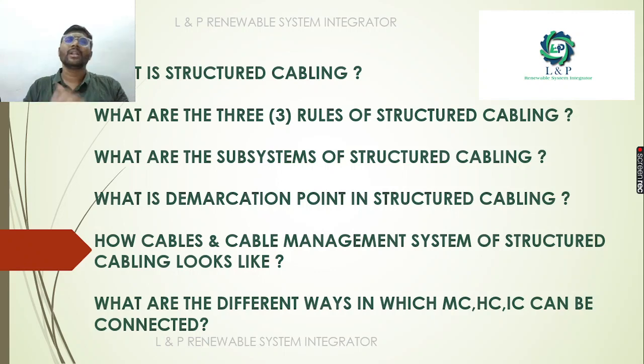So in our part 1, what are the things that we are going to discuss? What is structured cabling? What are the 3 important rules of structured cabling? And what are the subsystems of structured cabling? What is the demarcation point in structured cabling? What do the cables and cable management system of a structured cabling look like, and what are the different ways in which MC, HC, IC can be connected? Meaning the main connection, horizontal connection, and interconnection: how can we establish connections between them in different ways, that we are going to discuss today.